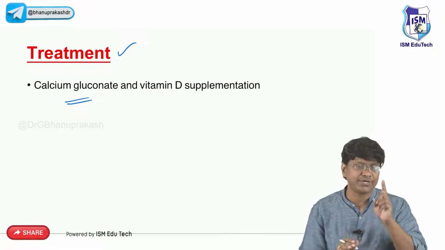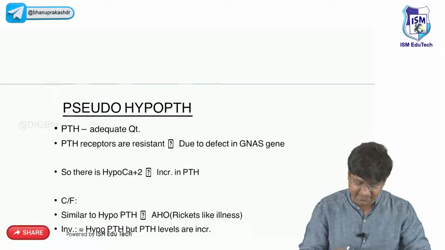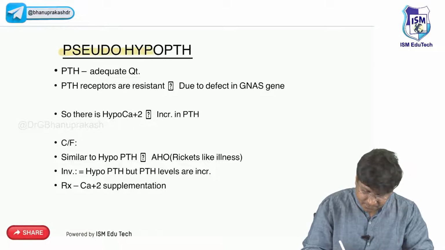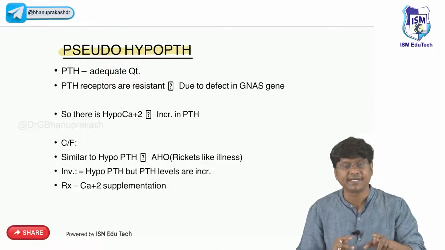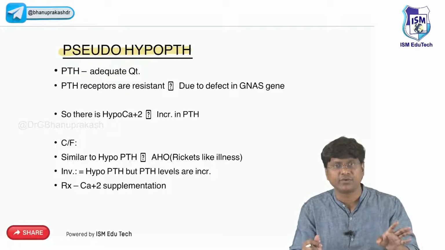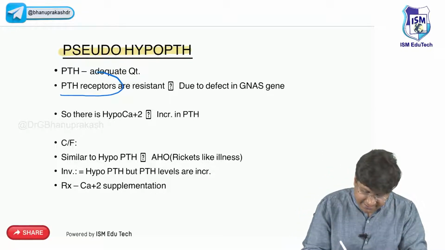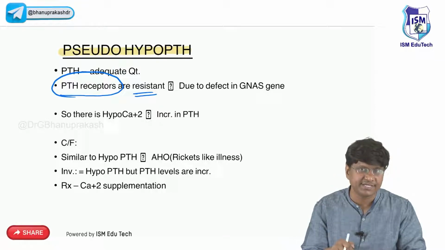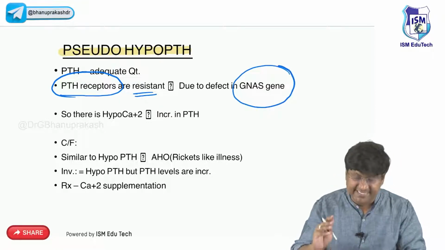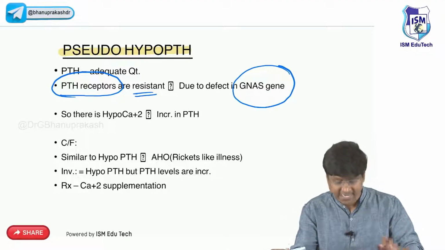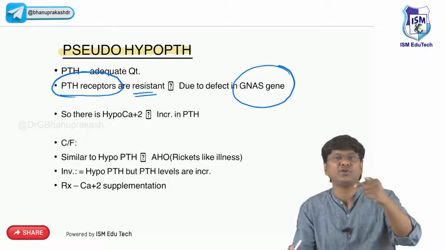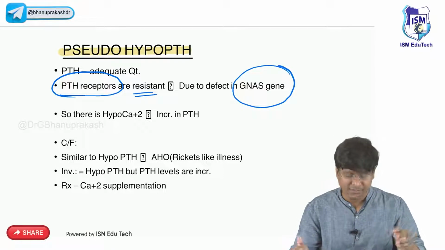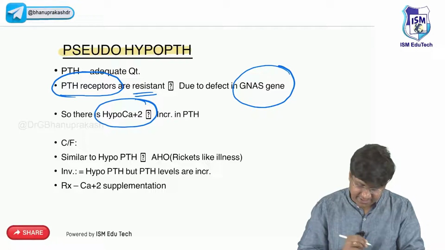Now, in hypoparathyroidism, we have one form that we call pseudohypoparathyroidism. Here, parathormone is present in adequate quantities, but parathormone receptors are resistant. And why are parathormone receptors resistant? That is due to mutation of the GNAS gene. In these individuals, because parathormone receptors are resistant, parathormone is not able to show its action, so there will be hypocalcemia in this patient.